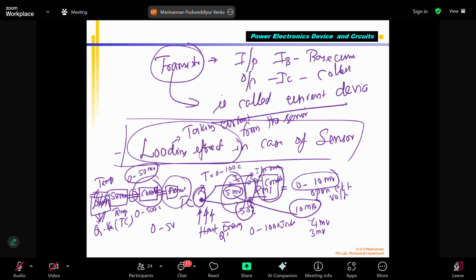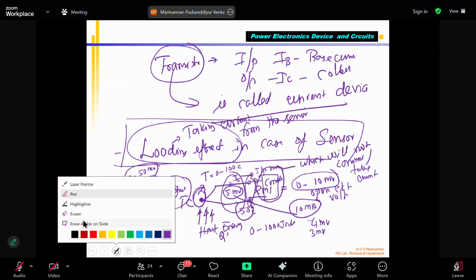If I wanted to reduce that, what do I have to do? I should have a controller which will not take any current from the sensor. That kind of controller is not there. So that's what I want to say. But one way I told you is to reduce the amount of current taken by the controller. Okay, that is one point.